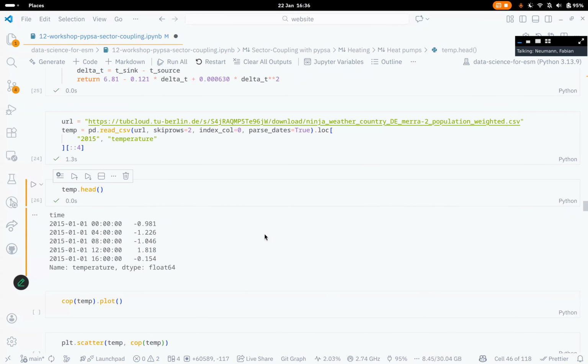So how many units of heat you get out of 1 unit of electricity. This is the time series that comes out of that. For example, here we would get 3.5 units of heat out of 1 unit of electricity consumed. You can also see, if you plot one against the other, that it is a mildly quadratic function.